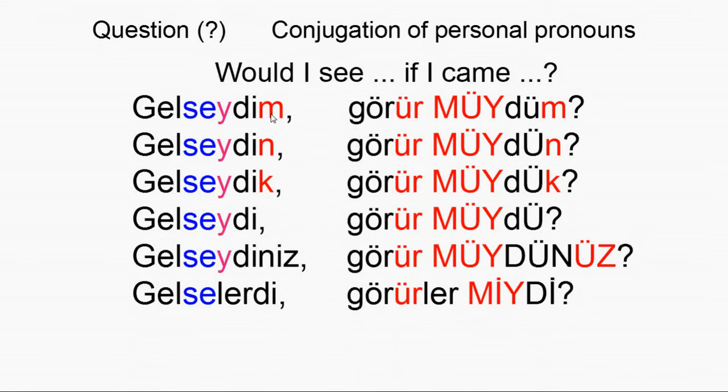So gelseydim görür müydüm? Mü. These are the question words. Okay, mü, depends on the verb, of course. That's why here, görürler mi. Look, for they, the personal pronoun, we put mi.